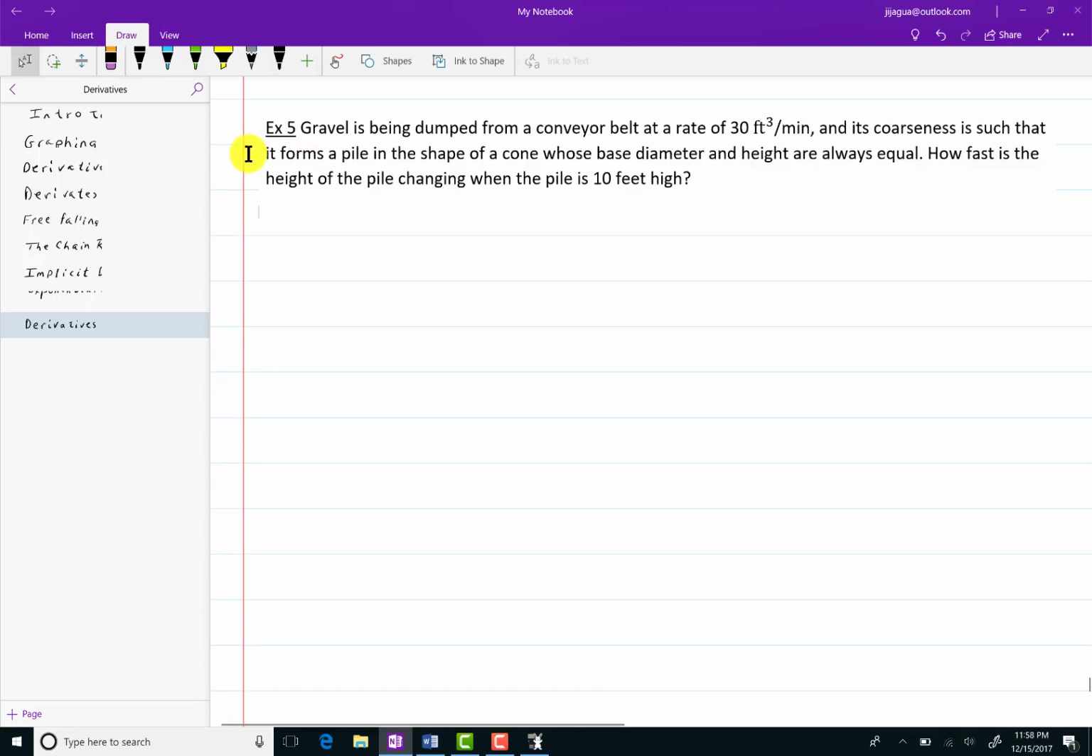All right, our next example. Gravel is being dumped from a conveyor belt at a rate of 30 cubic feet per minute. And its coarseness is such that it forms a pile in the shape of a cone whose base diameter and height are always equal. How fast is the height of the pile changing when the pile is 10 feet high? So what they've given you here, 30 feet cubed per minute, is actually the change in the volume of the thing. They gave you dV over dt is 30 cubic feet per minute.